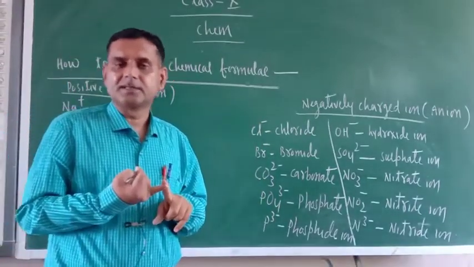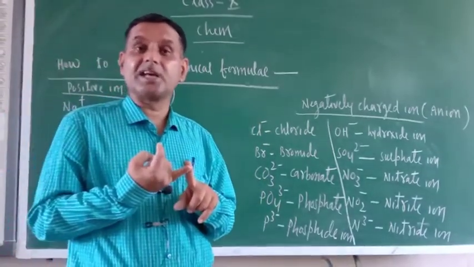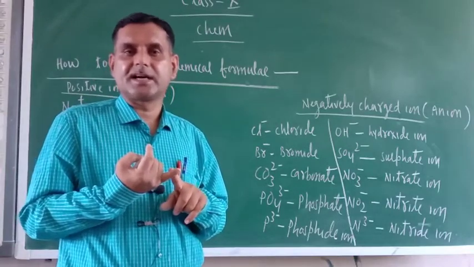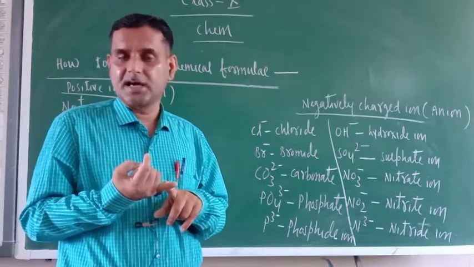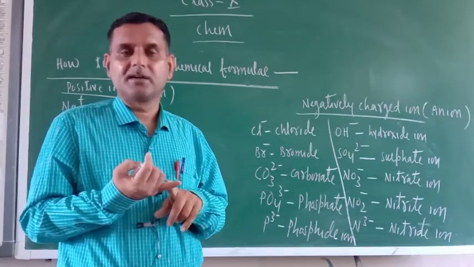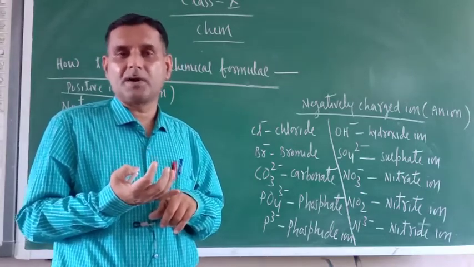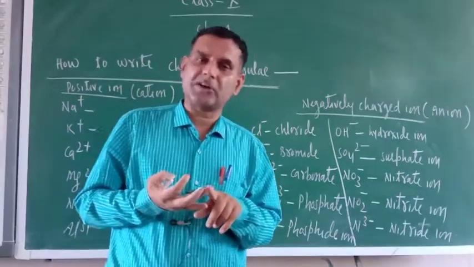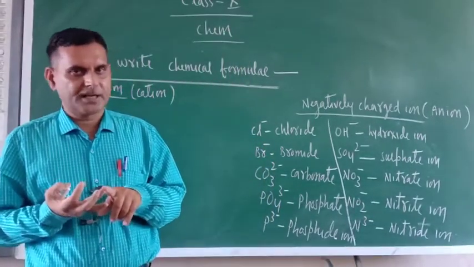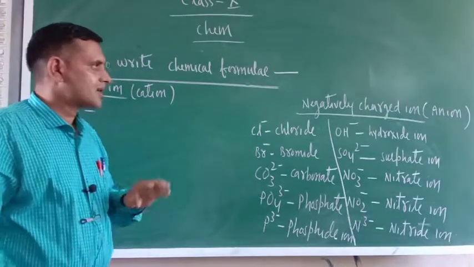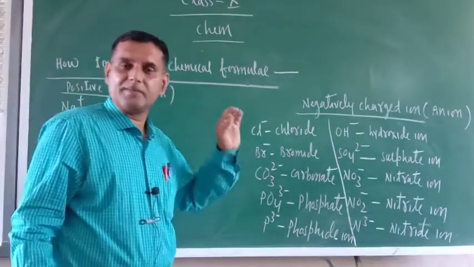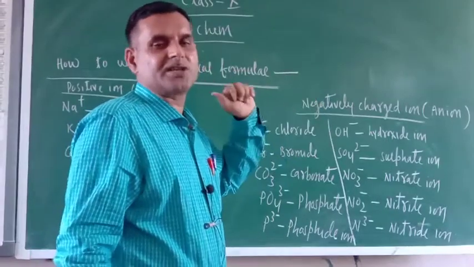Number one is chemical reactions and equations. Second one is acids, bases and salts. Third one is metals and non-metals. Fourth one is carbon and its compounds, and the last one is the periodic table and periodic classification. So chapter number 1 is chemical reactions and equations.